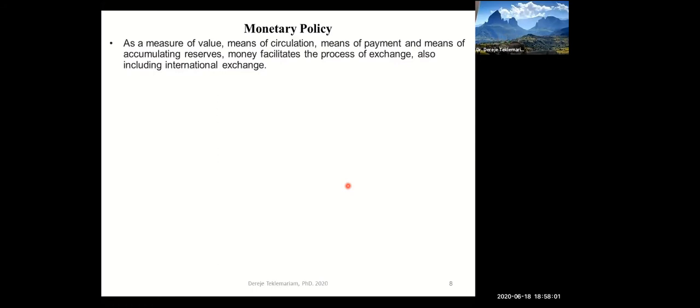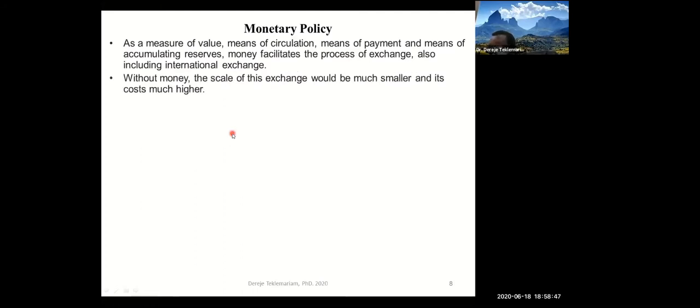Monetary policy, as you know it, as a measure of value, money matters, is that not? For instance, its means of circulation, the way that money is paid, means of payment, and means of accumulation, reserves. Existence of money normally facilitates the process of exchange. That process of exchange also includes what? Payment for internationally traded goods. That's what we call international exchange. So it can have its own effect on various commodities, and the example will be clear if you see it on a commodity basis.